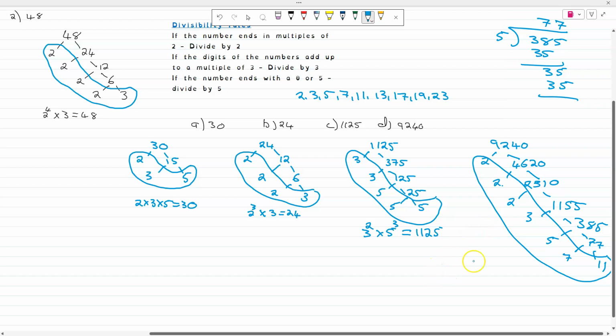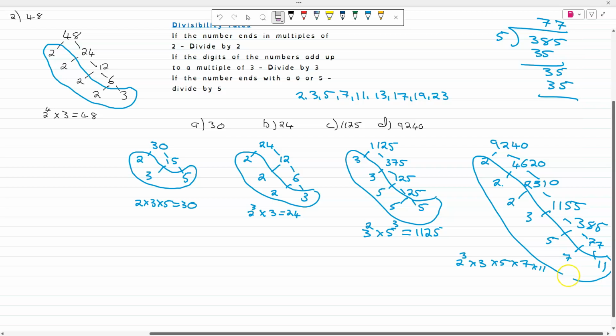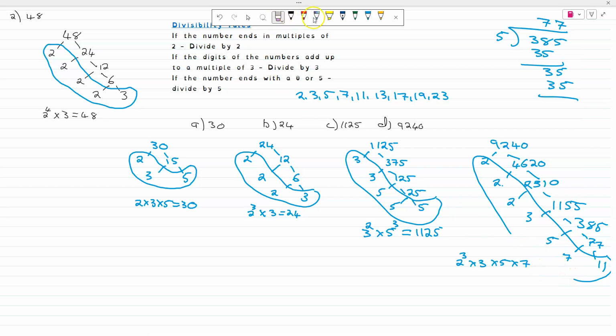So let's write that down. So how many 2's do we have? 2 to the power of 3, times 3 to the power of 1, times 5 to the power of 1, times 7 to the power of 1, and 11 to the power of 1. So that would be equal to 9,240. And there we have it.